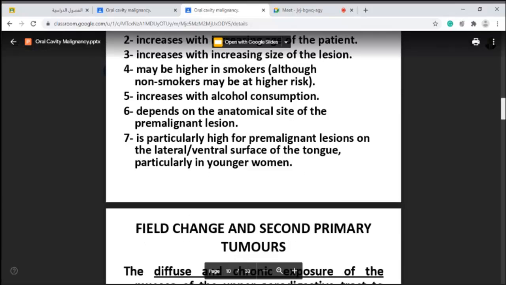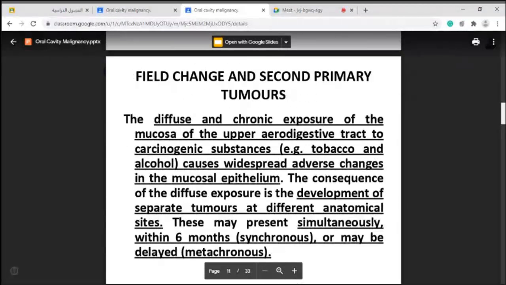So what are field changes and second primary tumor? The diffuse and chronic exposure of the mucosa of the upper aerodigestive tract to carcinogenic substances like tobacco and alcohol causes widespread adverse changes in the mucosal epithelium. The consequence of the diffuse exposure is the development of separate tumors at different anatomical sites, more than one primary. Maybe a primary on the right side and another primary on the left side.